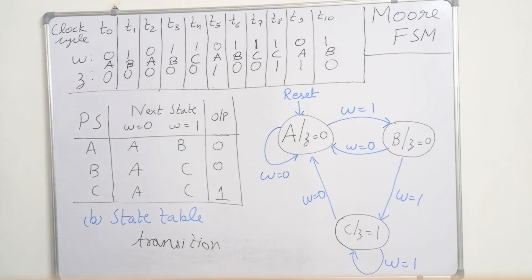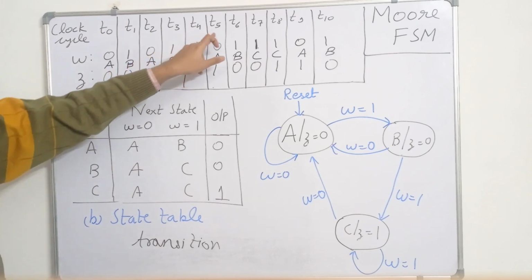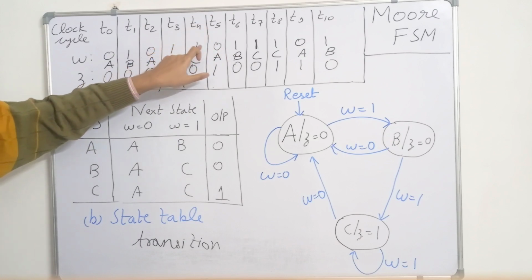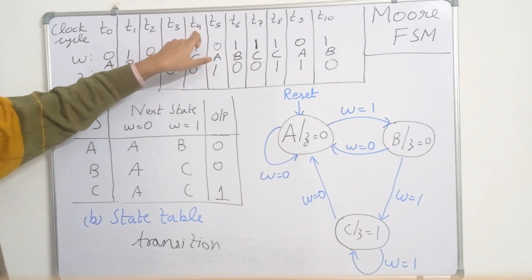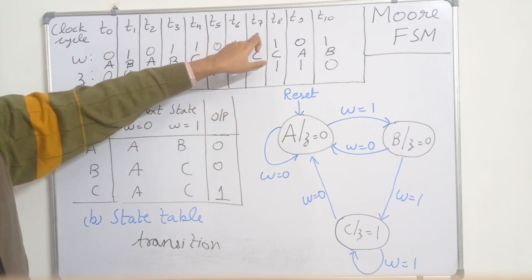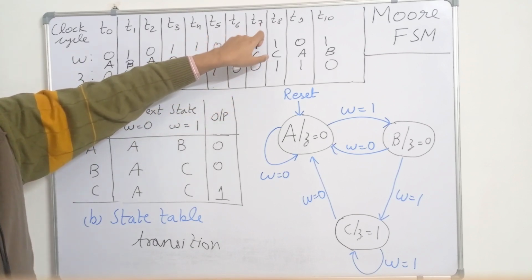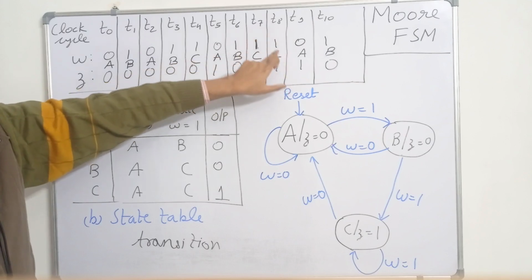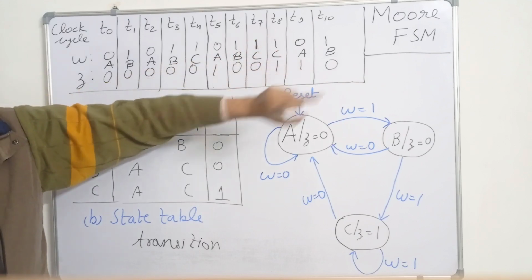So this is how we can design a sequence detector using Moore FSM. In Moore FSM, the output will be 1 only in the next cycle. Here 2 consecutive ones were detected at T4, but output is 1 only in T5. Here also consecutive ones are detected in T7, but output is 1 only in T8 and T9.